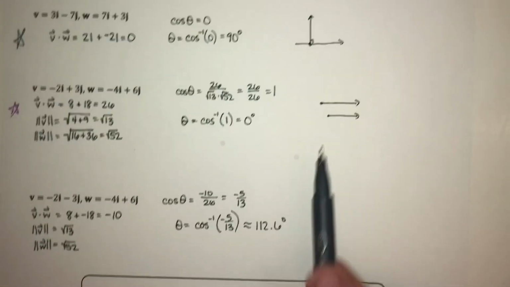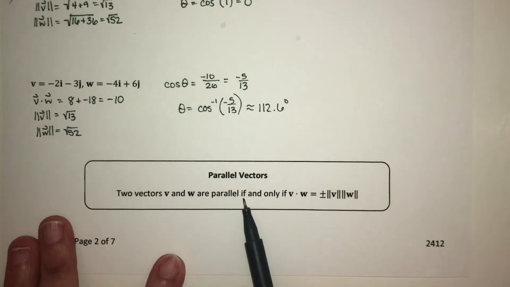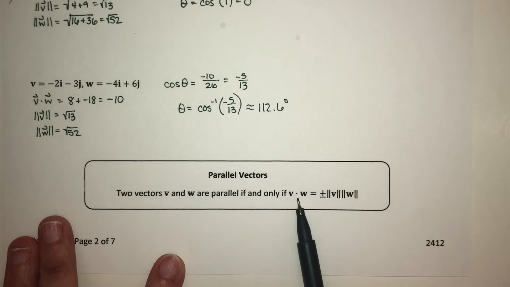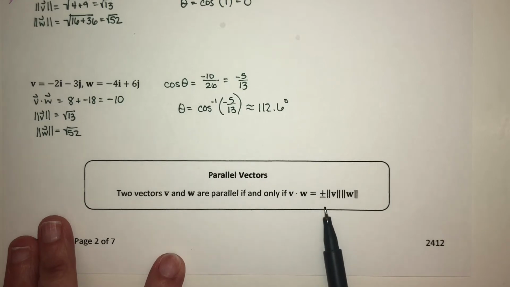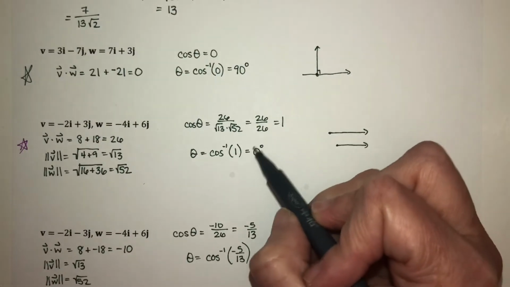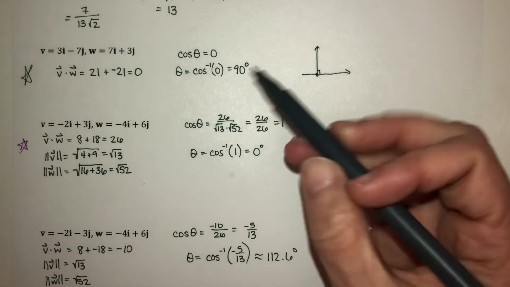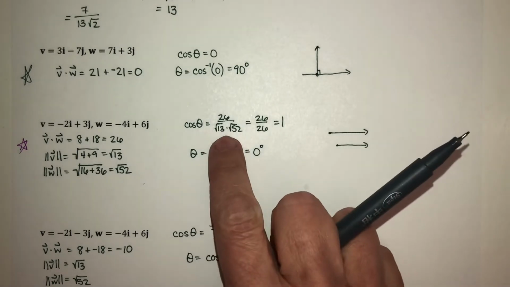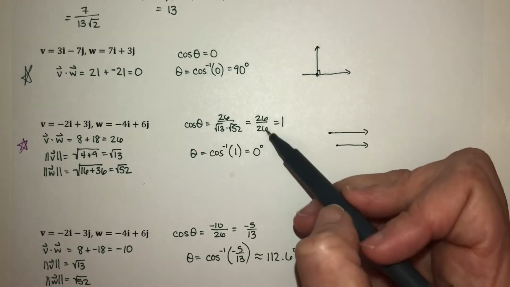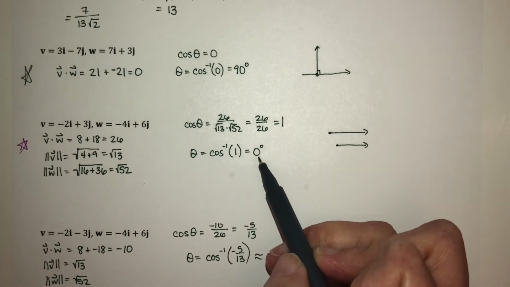Parallel vectors, which is this case right here. Two vectors v and w are parallel if and only if the dot product is either plus or minus the product of the two magnitudes. Look up here. We had 0 degrees and we had parallel. Here our top and our bottom, the dot product and the product of the magnitudes, are both 26, which gives me 1, which gives me 0 degrees.